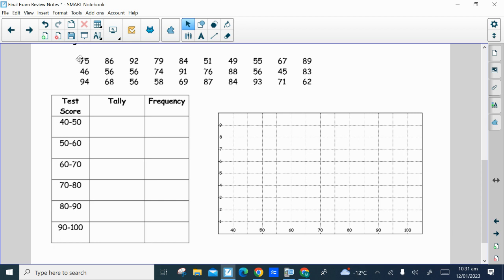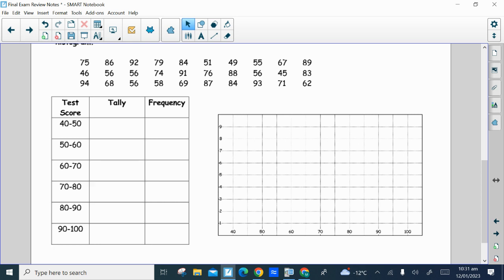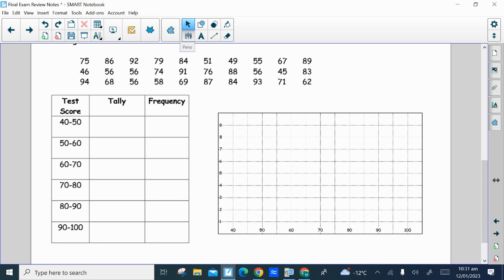So here we go. The first number we have is 75. That goes between 70 and 80, so I'll put a tally in there, and I'll also cross it off from my list. 46 is between 40 and 50. Put a tally in there, cross it off. 94 is between 90 and 100. Put a tally in there, cross it off. And I'll just continue here. 86 is between 80 and 90. 56 is between 50 and 60, and so on.